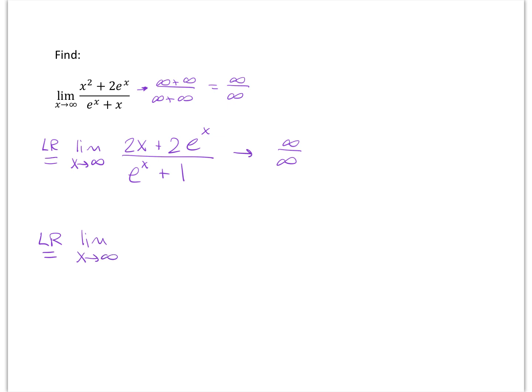Take the derivative of the numerator. The derivative of 2x is 2, plus 2e to the x. The derivative of e to the x is e to the x. The derivative of 1 is 0. So this is still going to infinity over infinity. So I do it again.